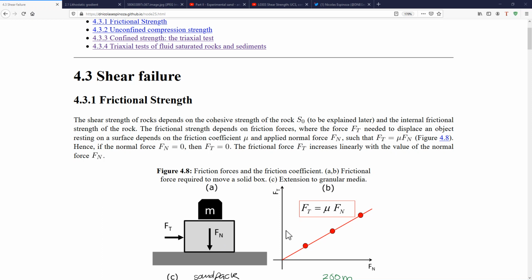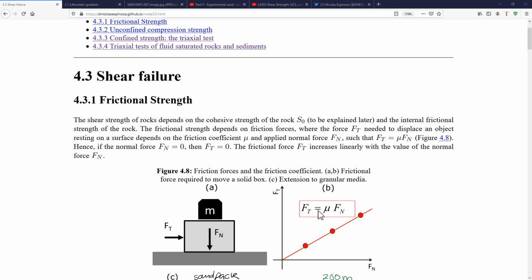You could run a test and you would see that the higher the normal stress, the higher is going to be the force needed to push this object, and there is going to be a proportionality coefficient between that, which is the friction coefficient mu. So if you have no normal stress, then the force needed to push this object is going to be zero. But if you have more and more stress or normal force, then you're going to require a higher and higher force in order to move this object.